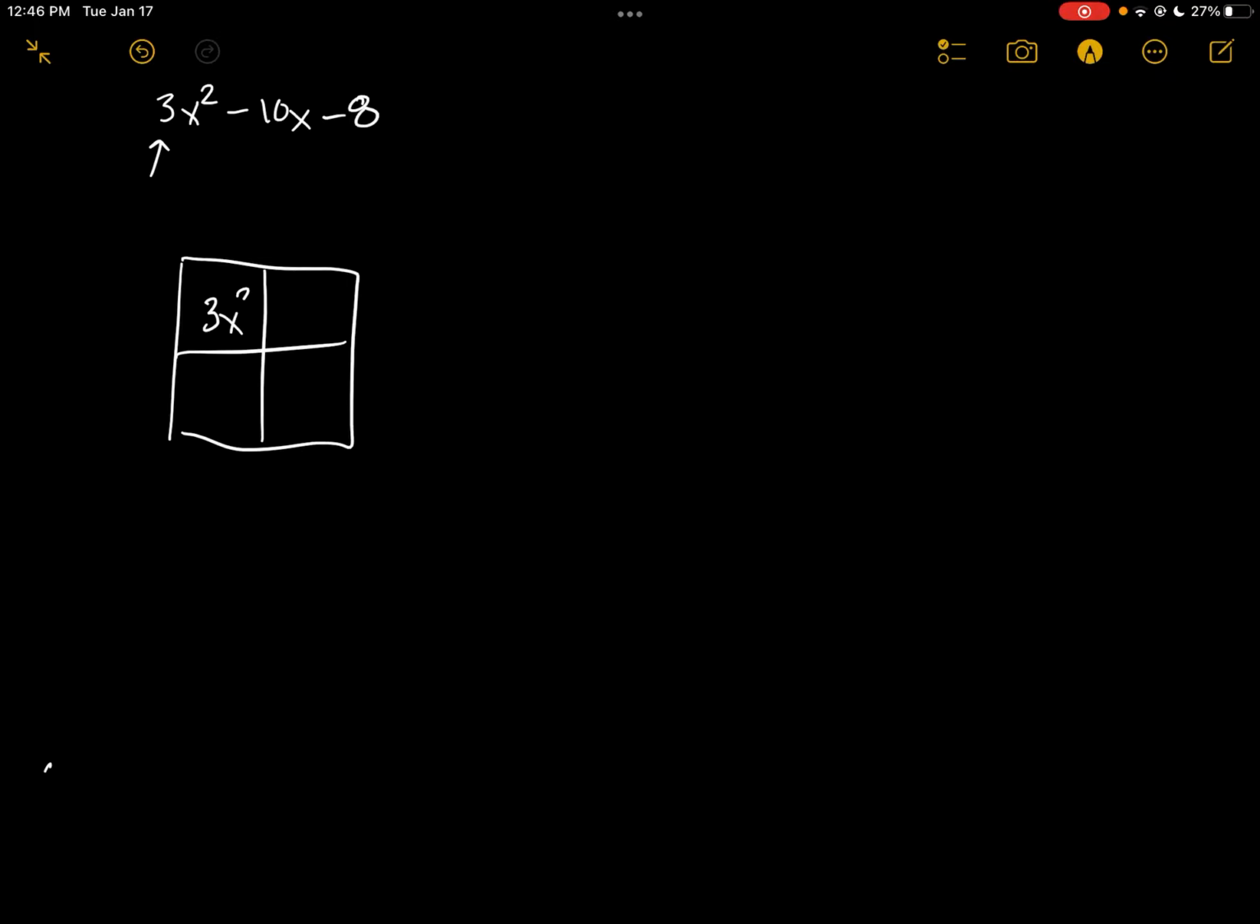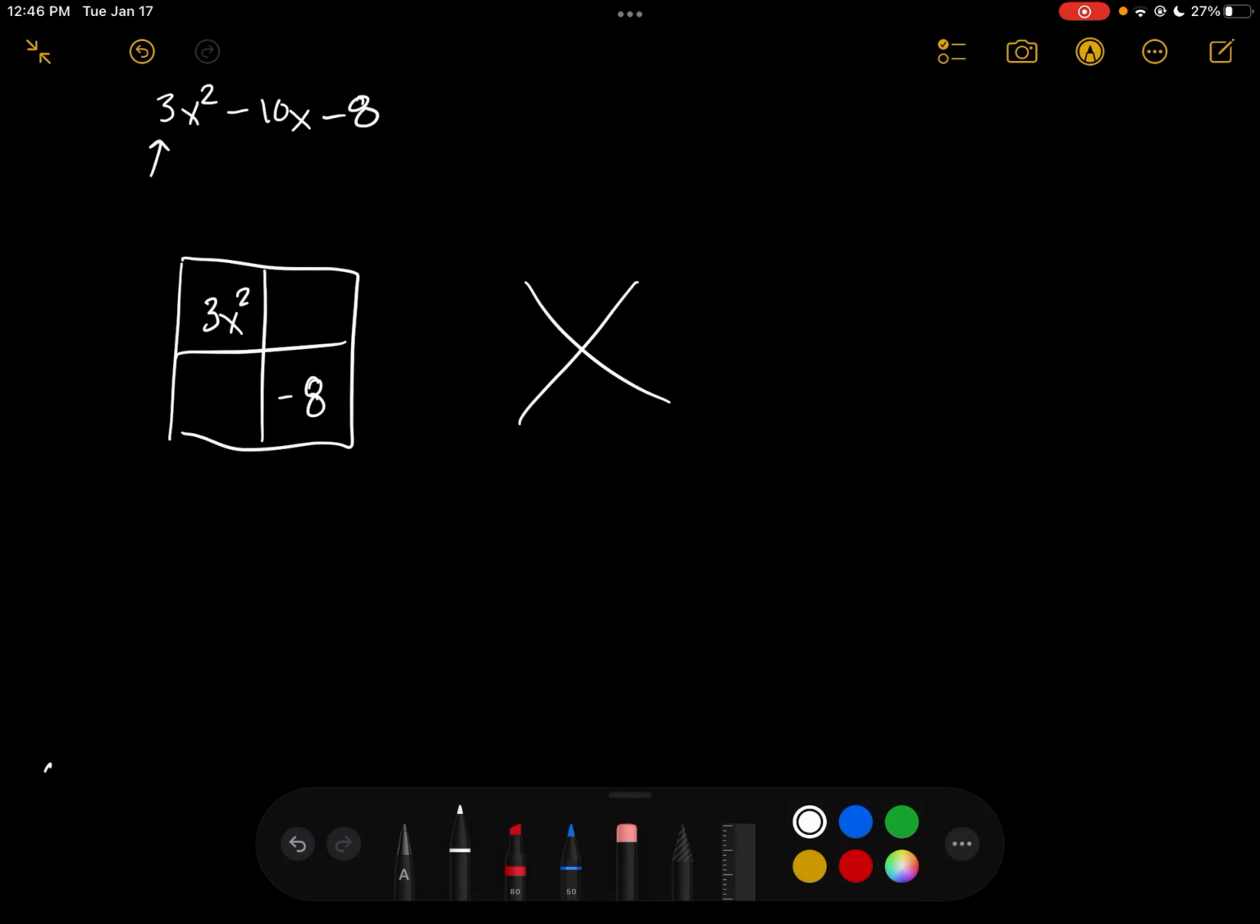So first things first, we still do draw our box. First term goes in the first corner, last term goes in the last corner. So this is still true. The first initial steps are the same. It's just instead of listing out our factors of 8 on the side, we instead go to the X.